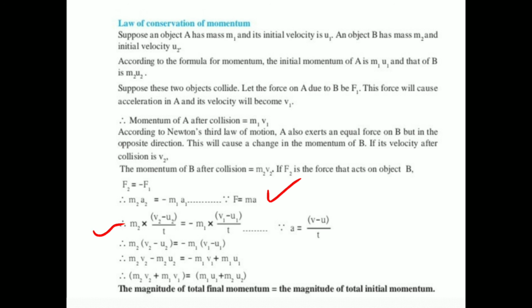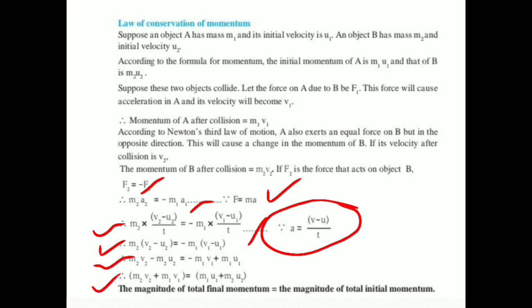Instead of a2, we have written v2 minus u2 upon t. And on the opposite side also, instead of a1, we have written v1 minus u1 upon t. The t gets cancelled. In the next step, we can write m2 in bracket v2 minus u2 is equal to minus m1 in bracket v1 minus u1. So by multiplying and rearranging, we can write m2 v2 plus m1 v1 is equal to m1 u1 plus m2 u2.